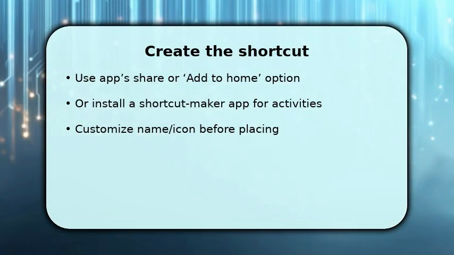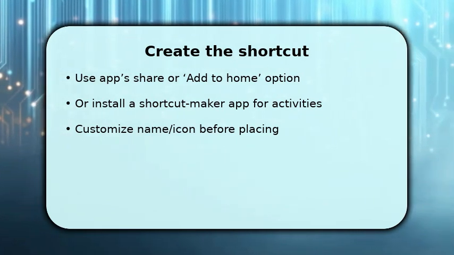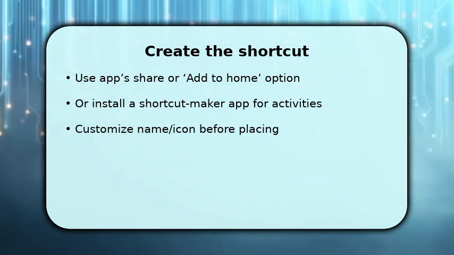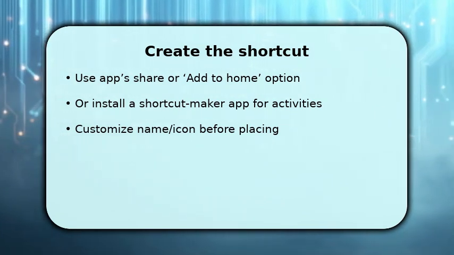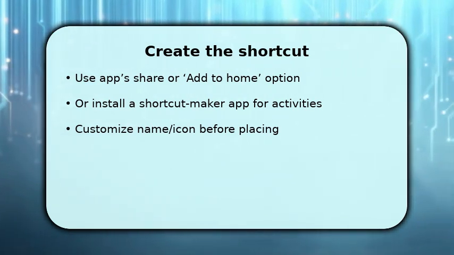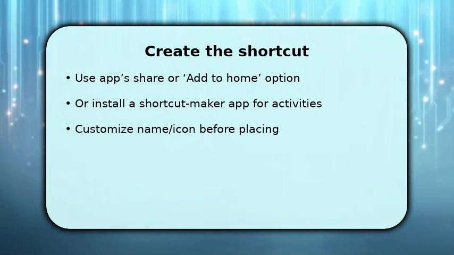Now you create the shortcut. If the app offers an add to home or share to home feature, tap it and follow prompts. That's the fastest path. If you need to target a specific activity or intent, install a trusted shortcut maker app and select the exact activity. This gives more control. Once chosen, customize the name and icon so you recognize it quickly.